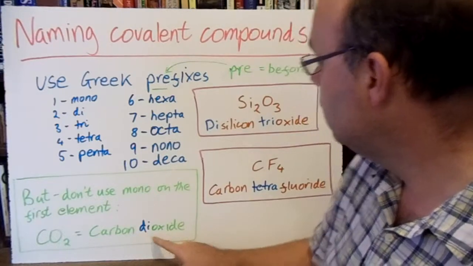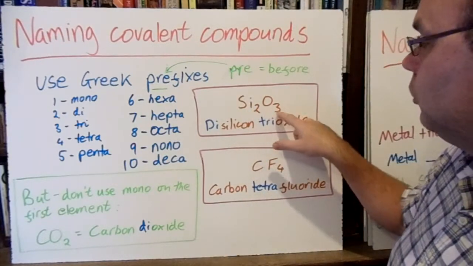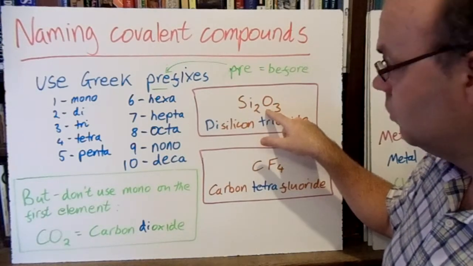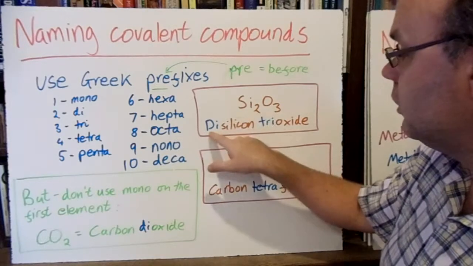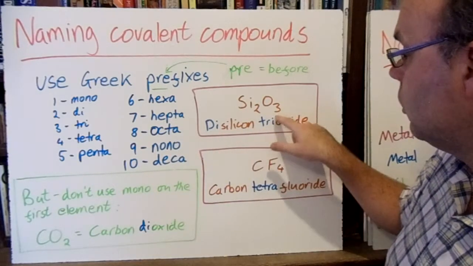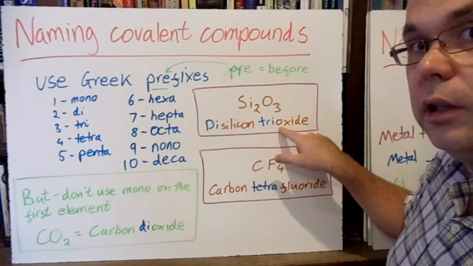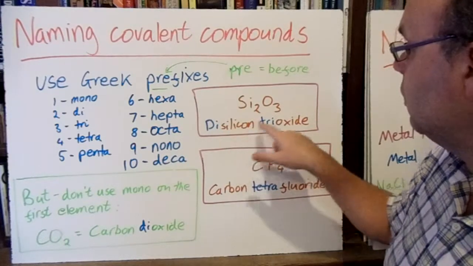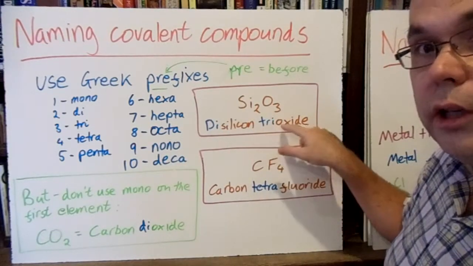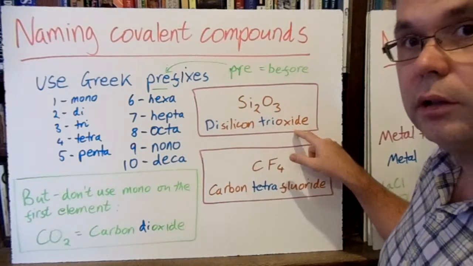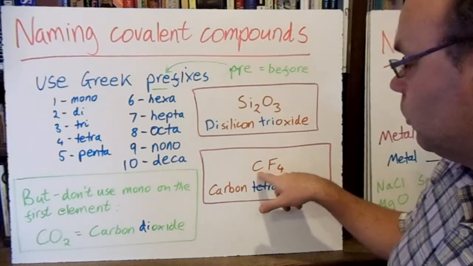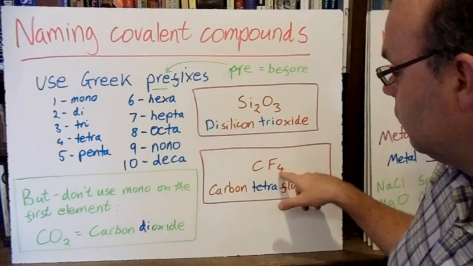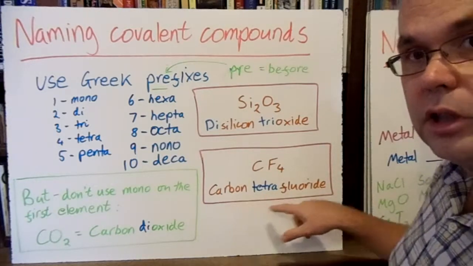Dioxide. Here's another example. Si2O3. So we've got silicon and oxide. So we've got 2 silicons, disilicon, 3 oxides, trioxide. There's 2 silicons, so it's disilicon. There's 3 oxides, so it's trioxide. Disilicon trioxide. Here we've got 1 carbon and 4 fluorides. So it's carbon, 4, tetrafluoride. Carbon tetrafluoride.